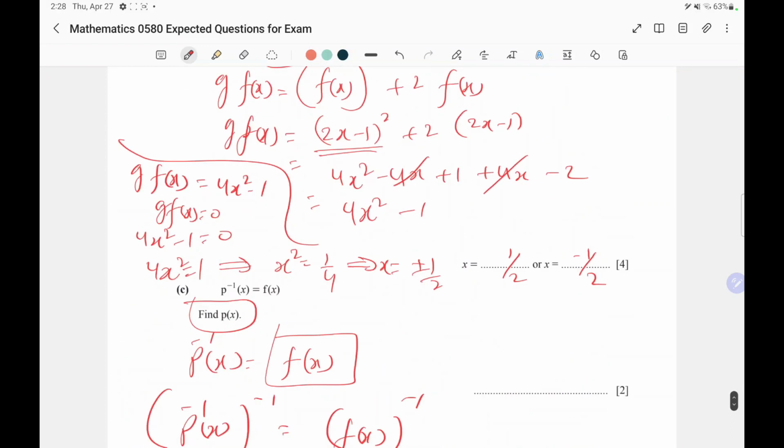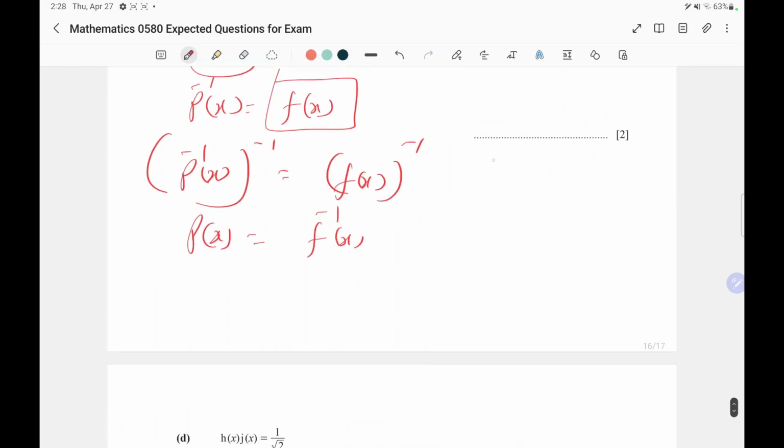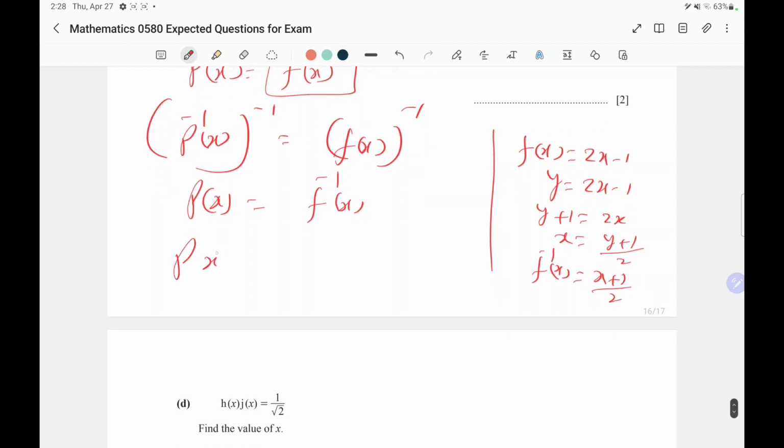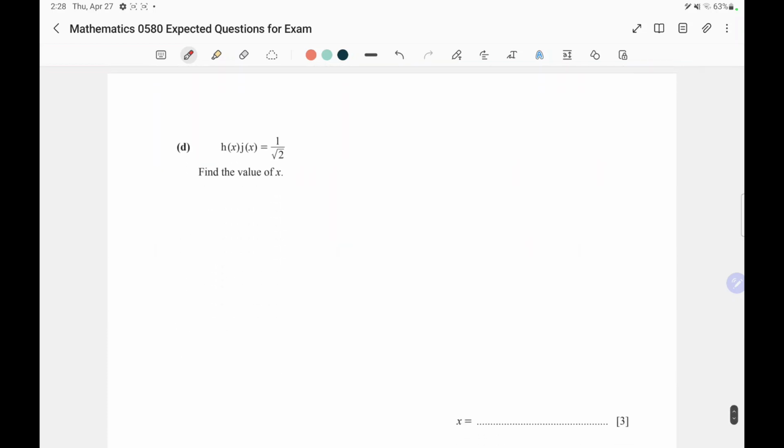So f(x) is 2x minus 1. Here I'm writing, y equals 2x minus 1, y plus 1 is 2x, x is y plus 1 divided by 2. And now we can say f inverse x is x plus 1 by 2. So what we got finally, p(x) is x plus 1 by 2.